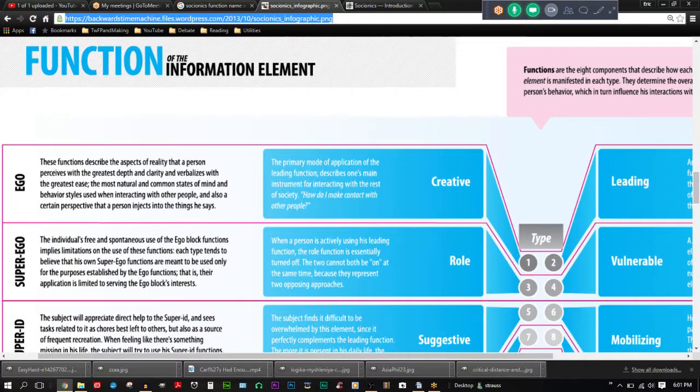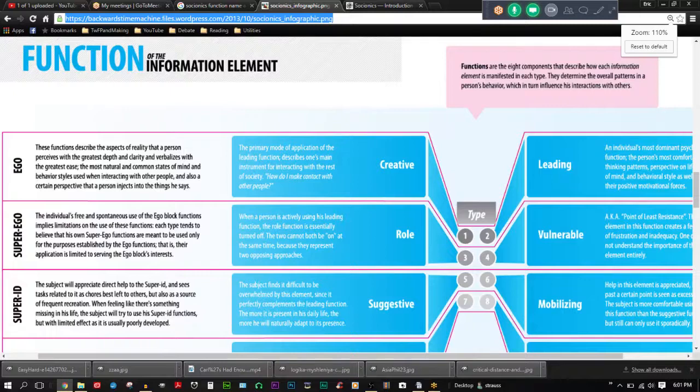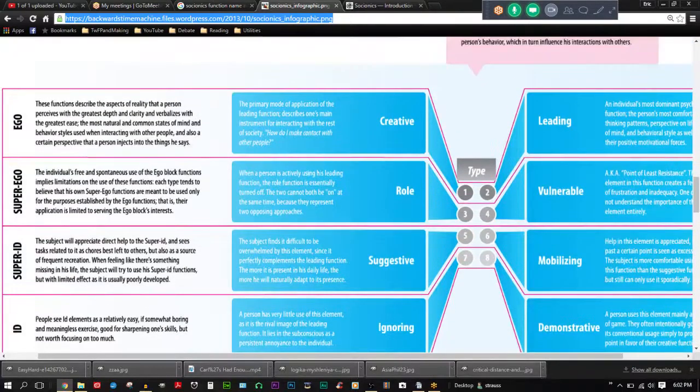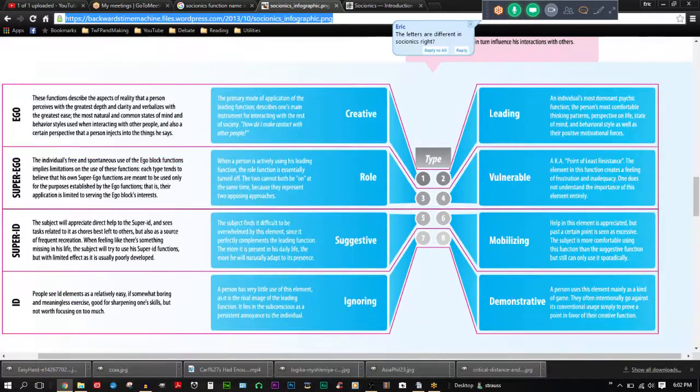Okay, but this part here, where we're talking about the number, right? So your type has got 1 and 2. 1 and 2 are the block called the ego block, and this includes your leading function, which is the dominant function, and the creative function, which is your second function.